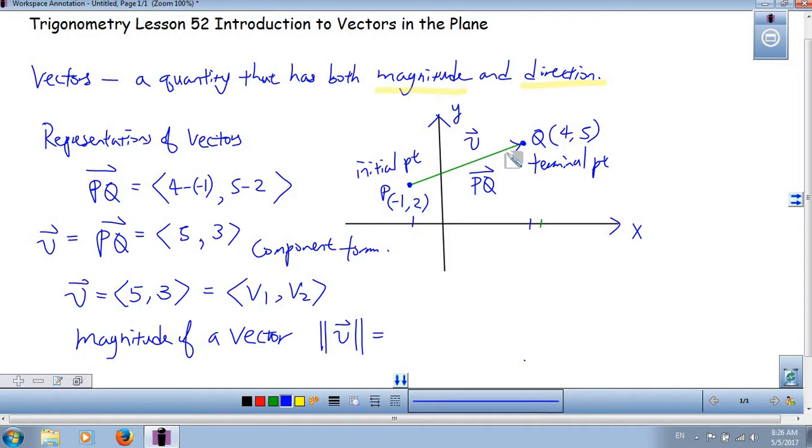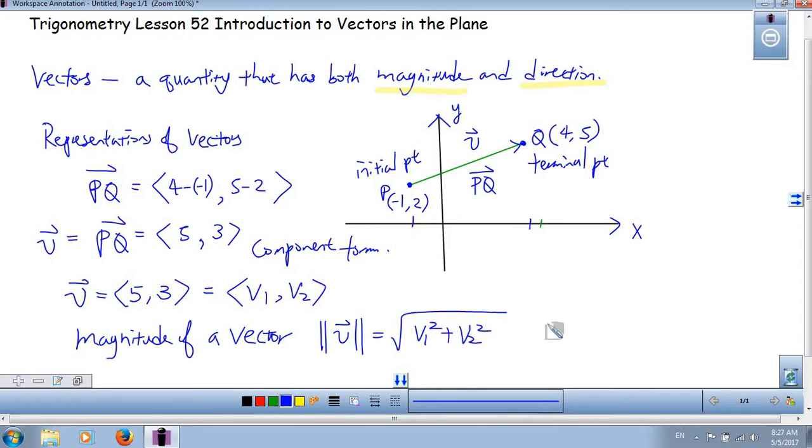If you remember the distance formula, it's kind of like the Pythagorean theorem, because this is the hypotenuse. If you draw a right triangle, you would have the legs here, and this is the hypotenuse. So it would be x2 minus x1 squared plus y2 minus y1 squared, and the square root of that. Here, if we already have the components, we simply take the square root of v1 squared plus v2 squared. Now v1 would be the x component, v2 would be the y component.